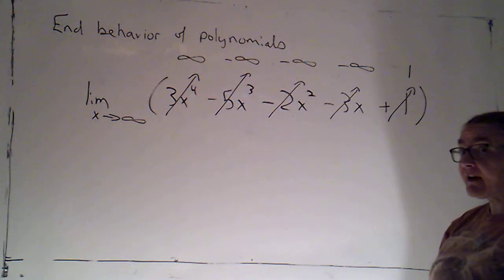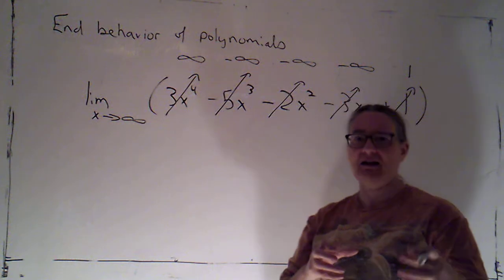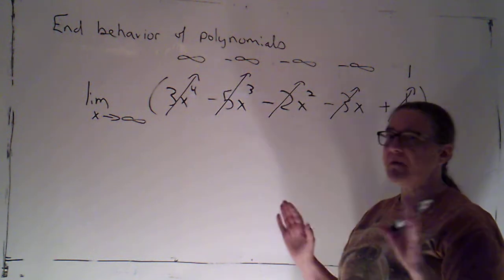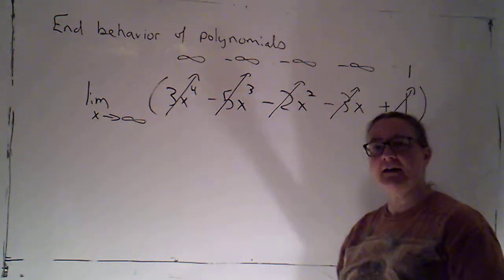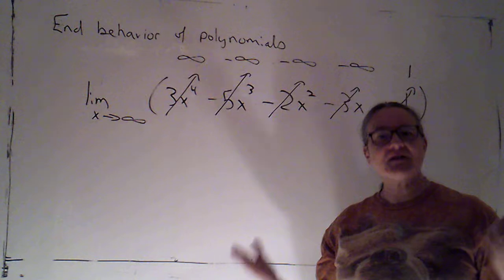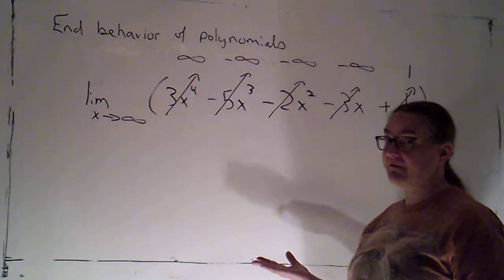Notice I cannot apply the theorem that says it's okay to take the limits first and then do the arithmetic, because arithmetic is only defined for finite numbers. So it would be wrong to say, oh, this is just infinity minus infinity minus infinity minus infinity plus 1, because we can't do arithmetic with infinity and negative infinity.